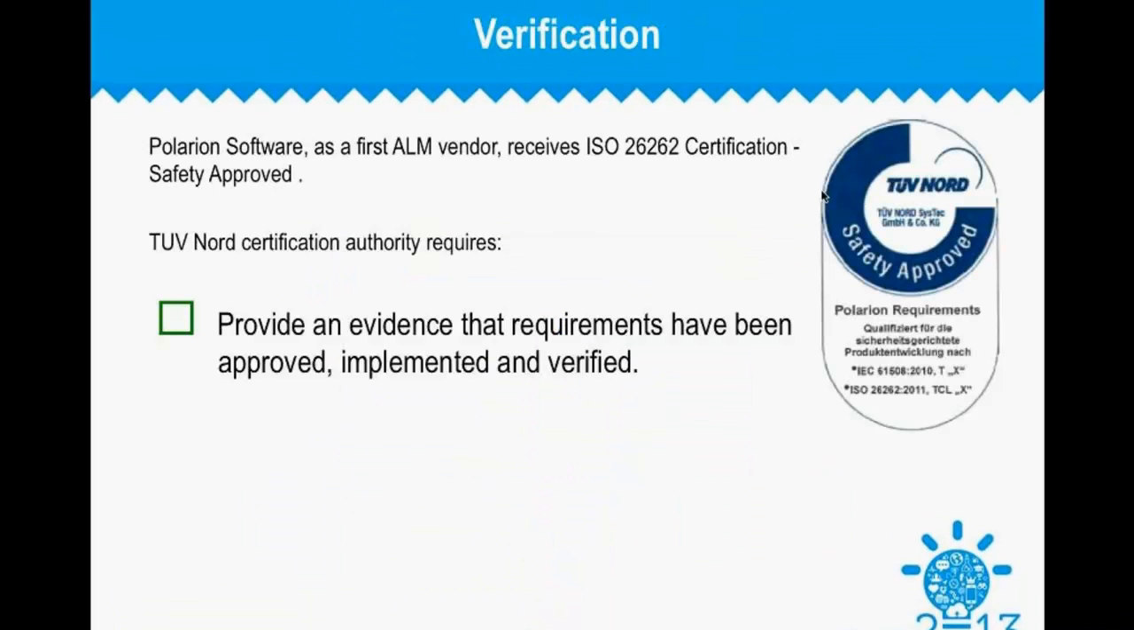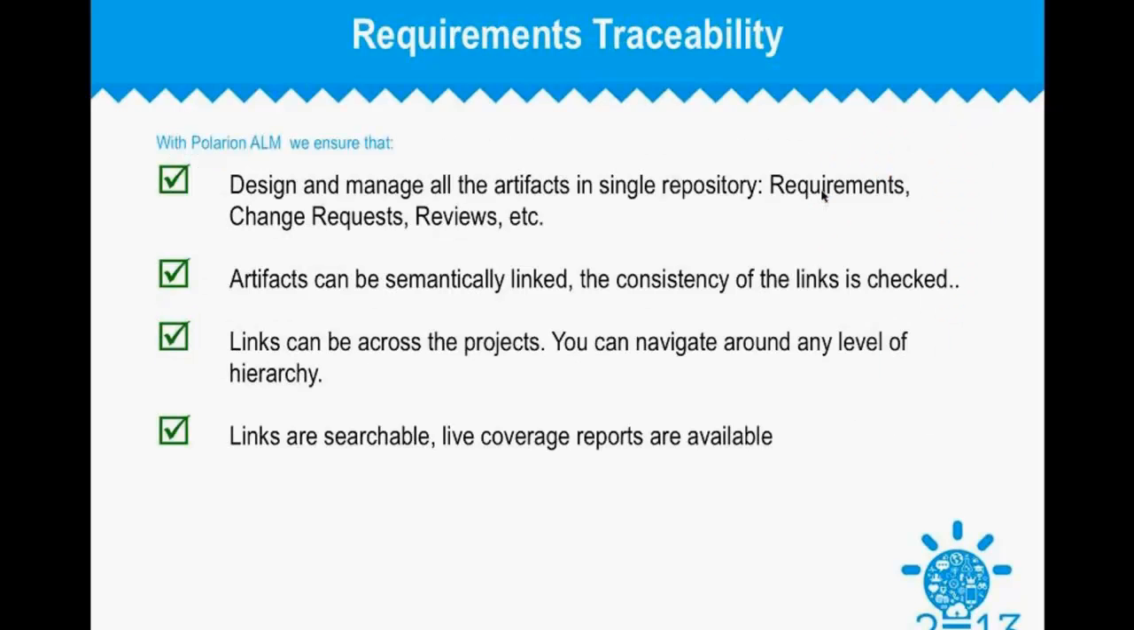And actually, this is just a clear understanding of the traceability by the user, but traceability is often required by different regulatory standards. As I mentioned, Polarion is the first full ALM solution certified for ISO 26262. And when you are passing this certification, we have been asked several times to provide evidence that the requirements have been approved, implemented, and verified. And for that, we have shown that with Polarion ALM you can ensure that by the fact that also the design, in our case the UML models, and all the artifacts are stored in a single repository, including the change request, review items. Artifacts can be semantically linked, so the consistency of the link is being checked.